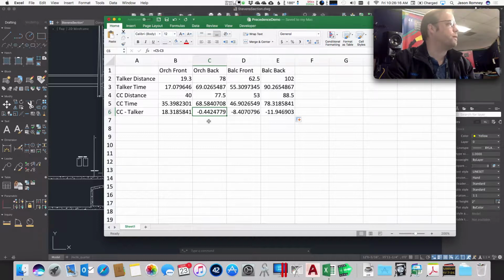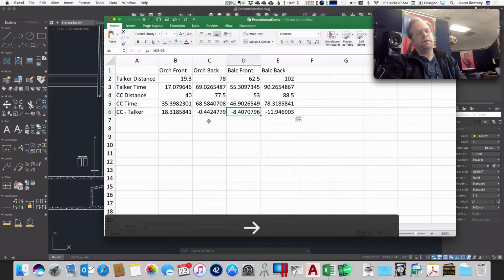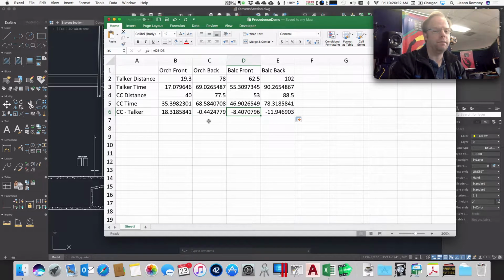The center cluster is arriving half a millisecond before the talker. But then we get up to the balcony, and the center cluster is arriving first. The center cluster arrives 8 milliseconds before the talker at the front row balcony, and almost 12 milliseconds before the talker at the back row balcony. So that's not good, right? I want the center cluster to arrive afterwards, because I would like the audience to think all this sound is coming from the talker.